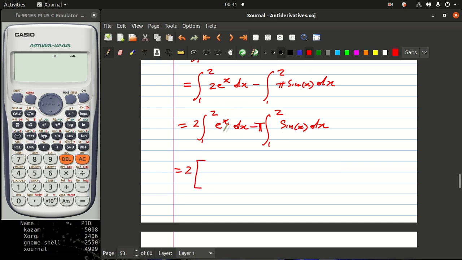What is the antiderivative of this? You know that the antiderivative of e to the power x is e to the power x, evaluated when x is equal to 1 and when x is equal to 2, and then minus pi. What is the antiderivative of sine of x? We know that it is minus cosine of x, and this one is evaluated when x is equal to 1 and when x is equal to 2.